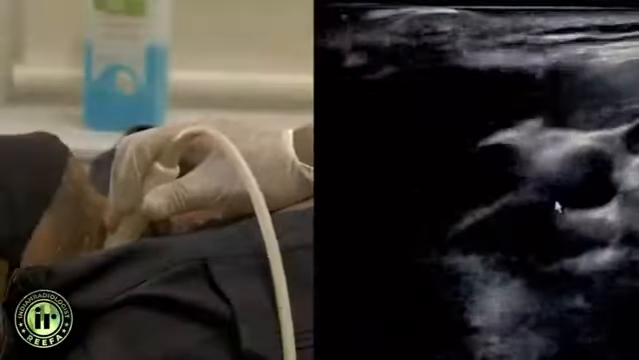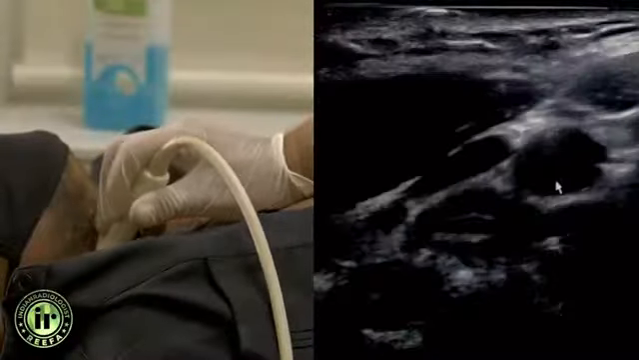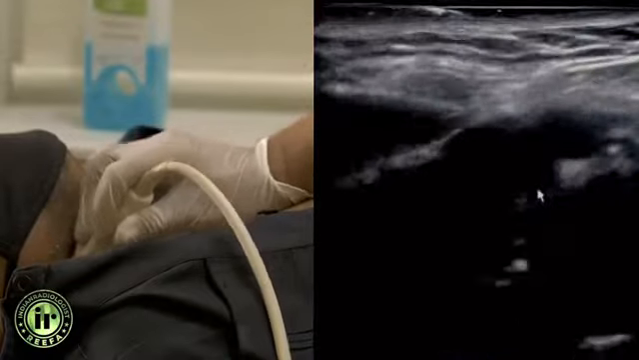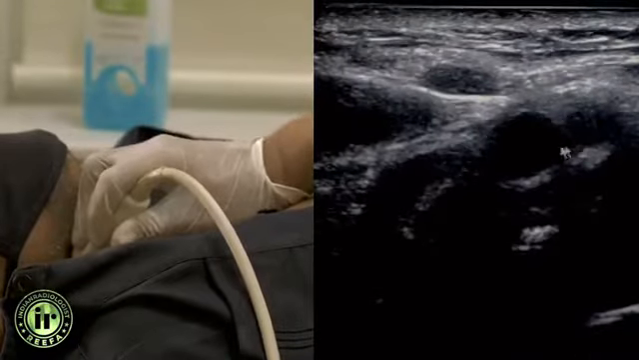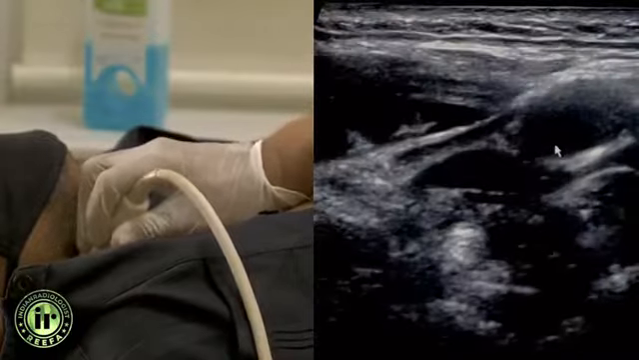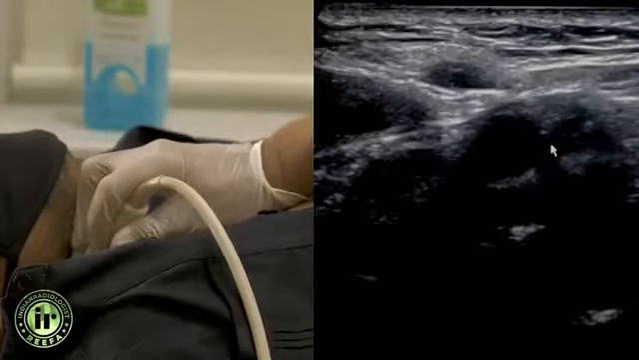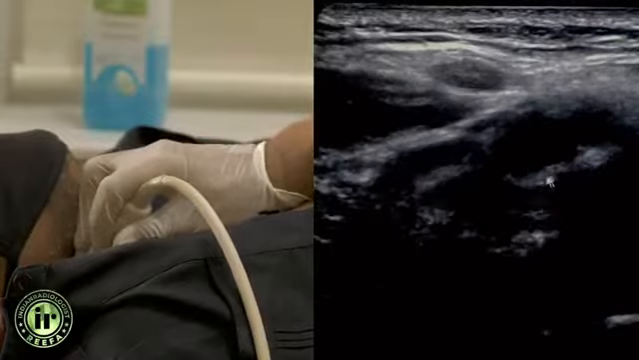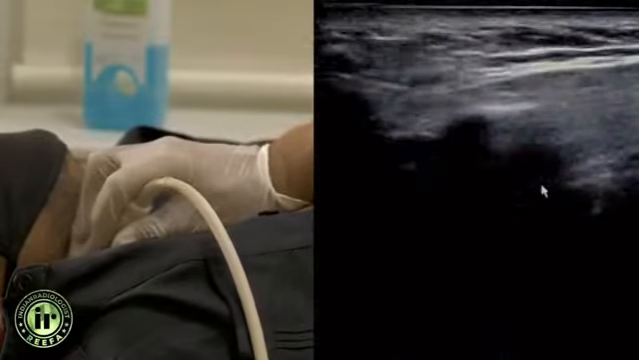As we move upwards, we continue in the path of the common carotid until we see its bifurcation. You can see it here, bifurcation into the internal and the external carotid arteries. Go back down, look at the carotid bulb, go up again, and that happens to be the bifurcation. We do this on both sides.